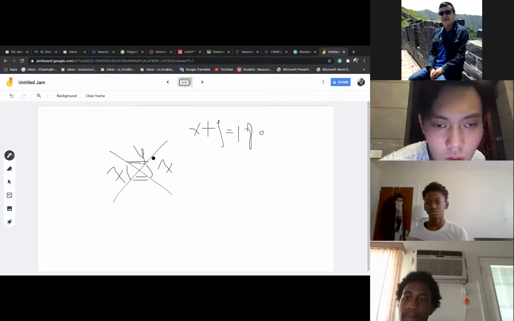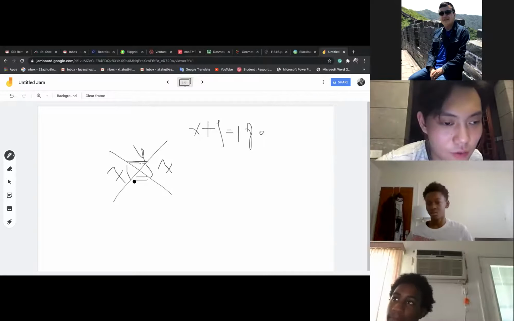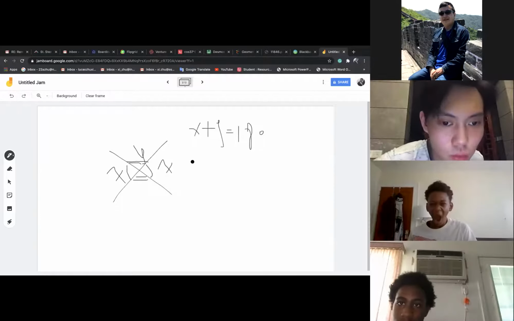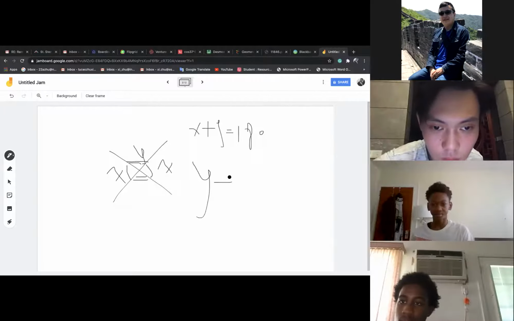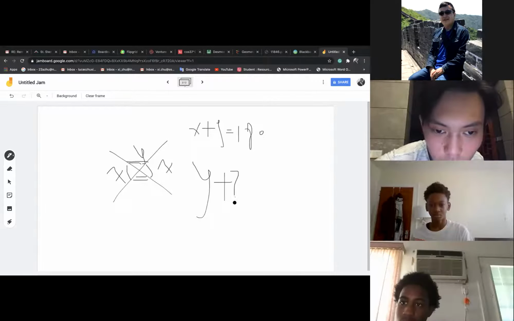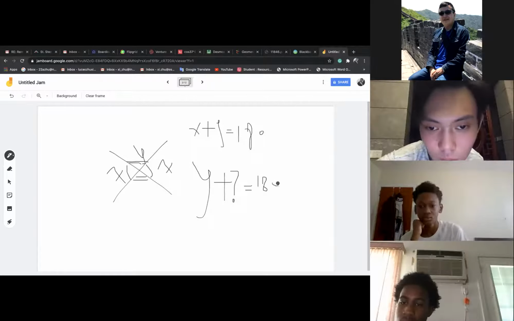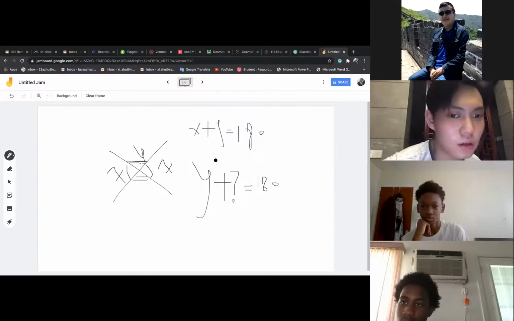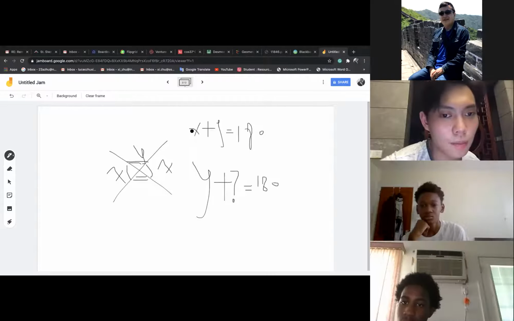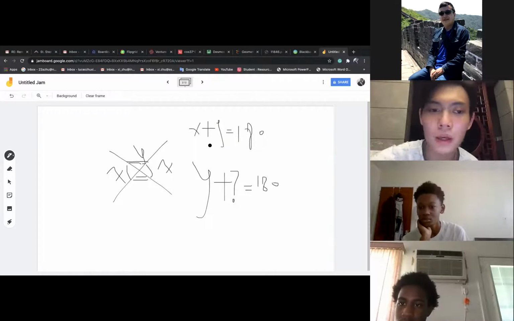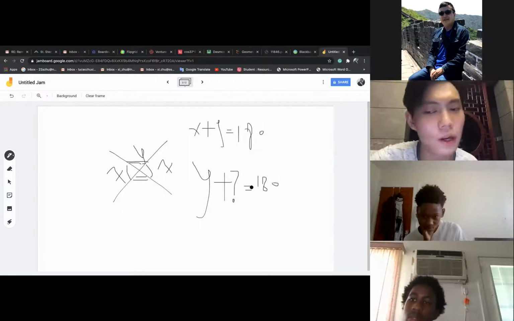But also, if there's a value that you don't know and you want to add it into 180 degrees, what do you put over here? You put another X, right? Because above the equation, they're literally the same. You can just copy the X down and you get another equation, right?